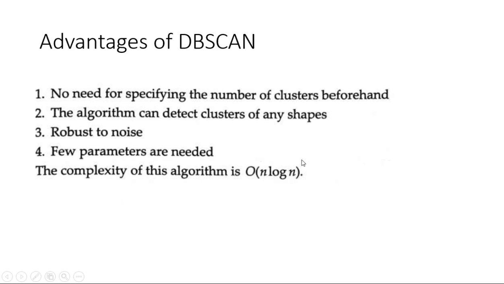The advantages of DBSCAN: the first thing is there is no need for specifying the number of clusters beforehand, unlike in k-means clustering. The second is it can detect clusters of any shape. It is robust to noise because it's not going to take noise as a part of your cluster, and very few parameters are needed. The complexity of this algorithm is big O of n log n, where n is the number of data points.